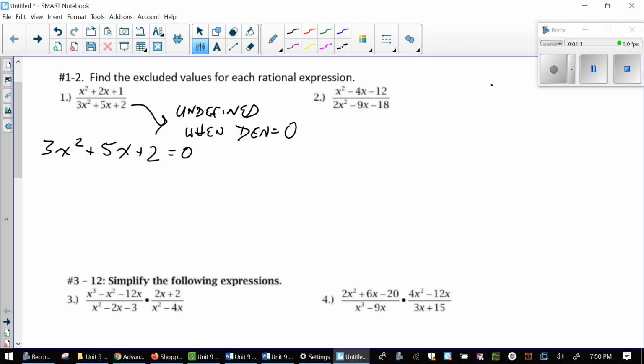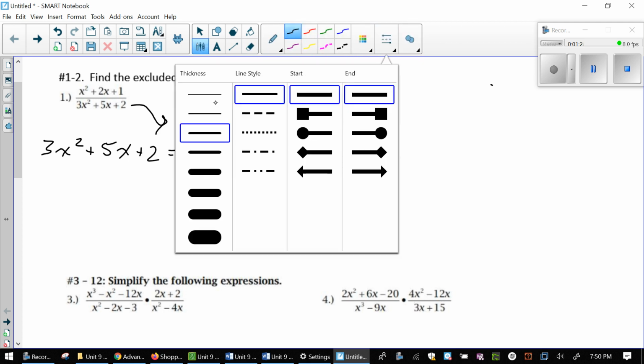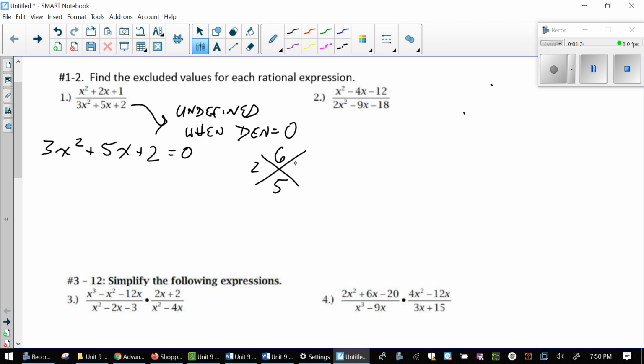So in this case, I got a little bit of work to do because I need to factor this, but that's okay. We've got tons of practice. So we need multiples of 6 to add up to 5. Let's see, 2 and 3. 2 times 3 is 6. 2 plus 3 is 5. All right, we got to do this a long way because a is 3. So we're going to change that middle term to 2x plus 3x.